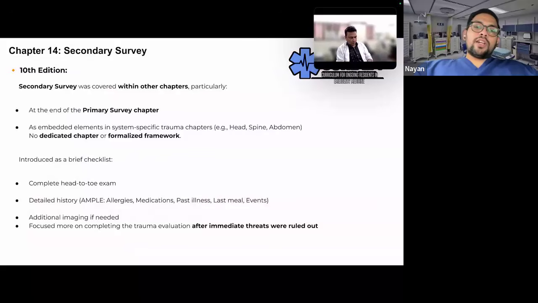Chapter 14, secondary survey. In the 10th edition, the secondary survey was covered within other chapters. So each trauma, like thoracic trauma, abdominal trauma, everyone had a secondary survey. Here, at the end of the primary survey chapter, there was one. Now, it is a formalized framework. So it has a brief checklist.